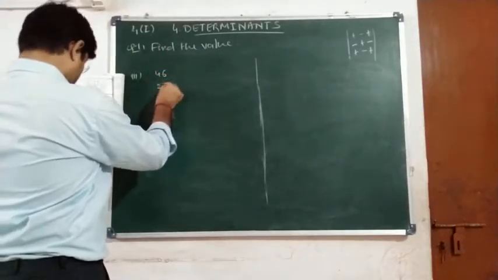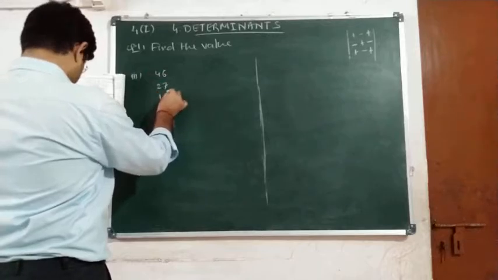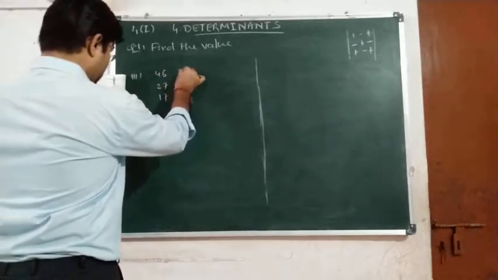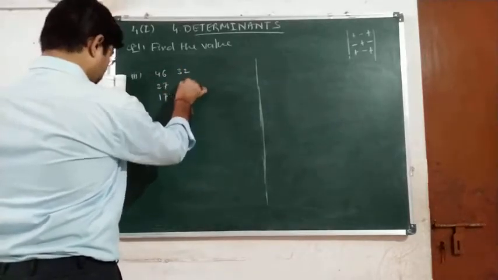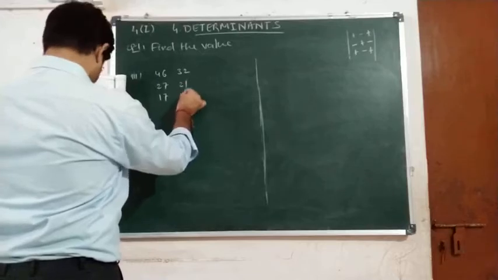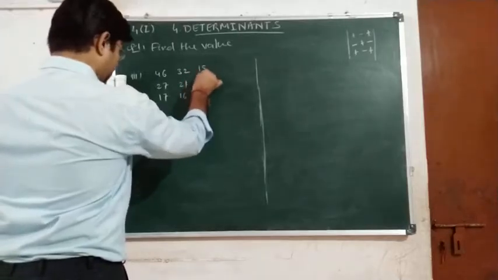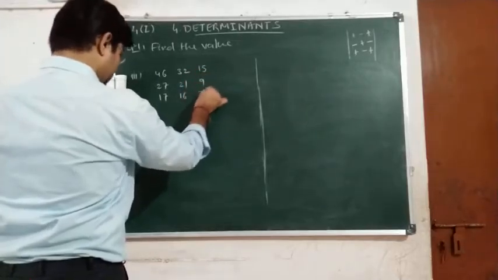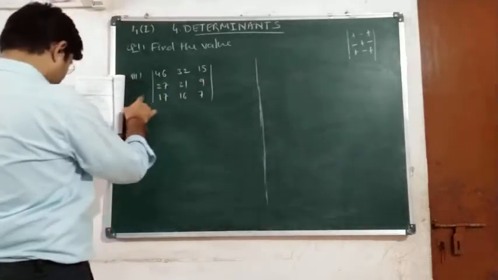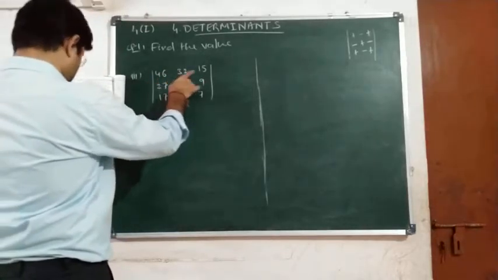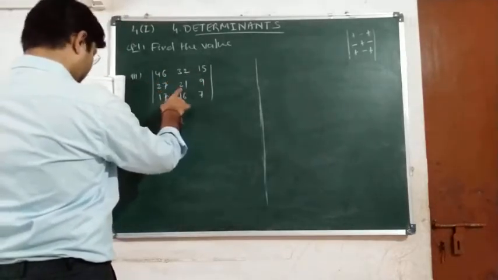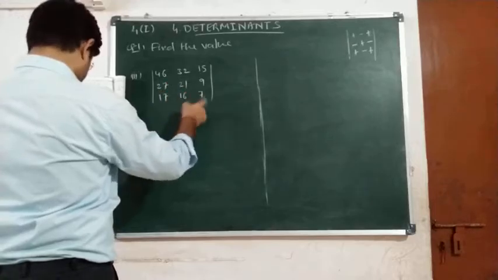Six, 27, 17, 32, 21, 16 and 15, 9, 7. Let us again check the entries. 46, 32, 15, 27, 21, 9, 17, 16, 7.